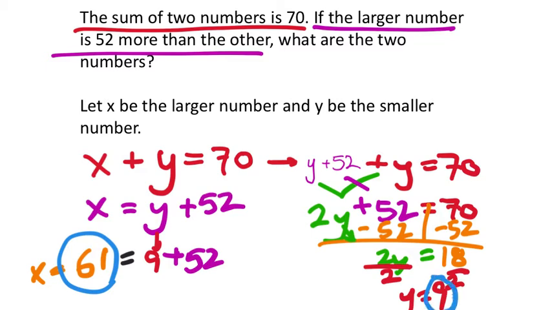Now, we should check, right? So 61 plus 9, it needs to equal 70. It does. And then 9, the small number, plus 52 equals 61. So both conditions from the problem check off.